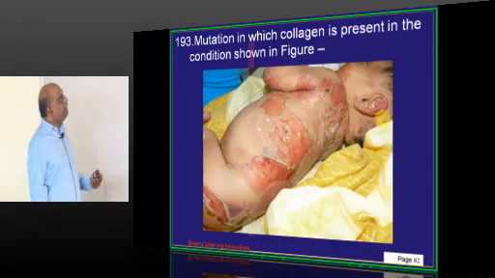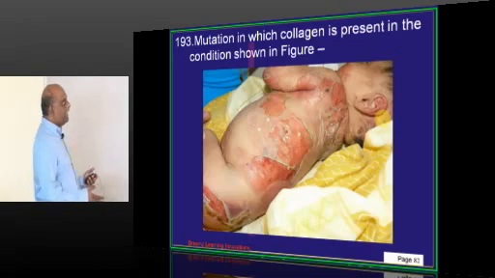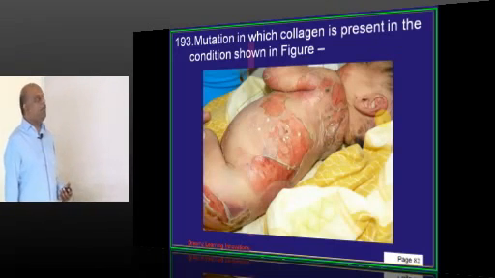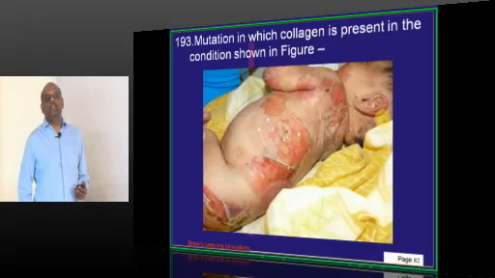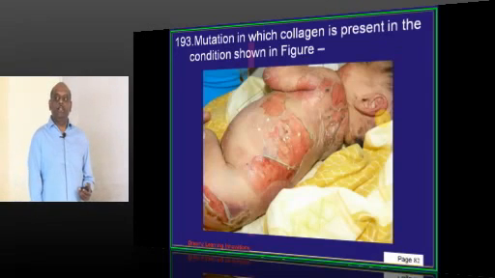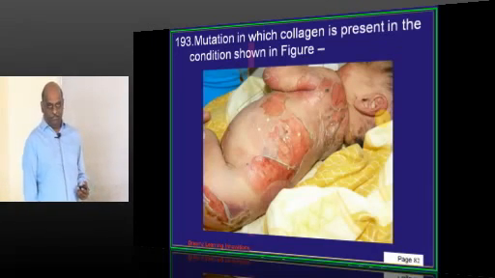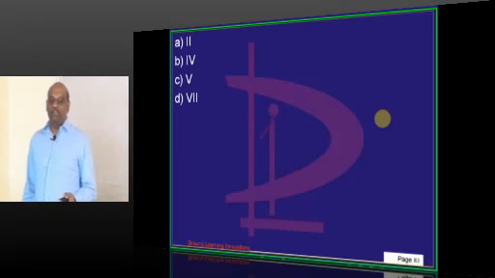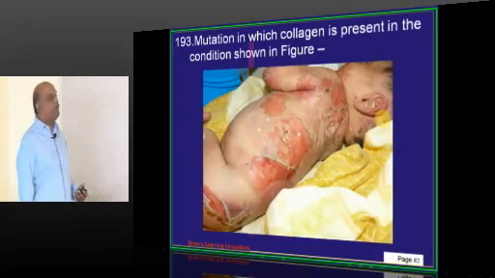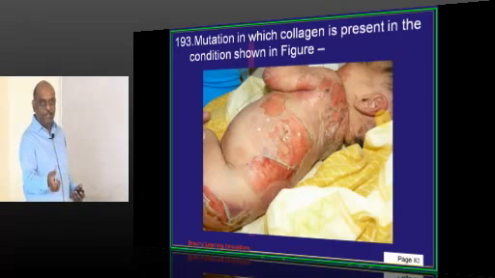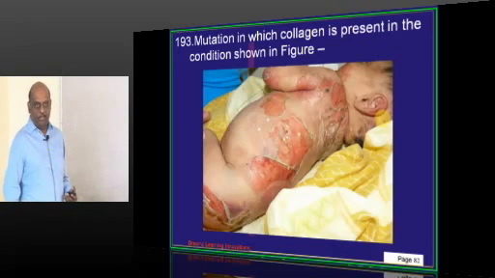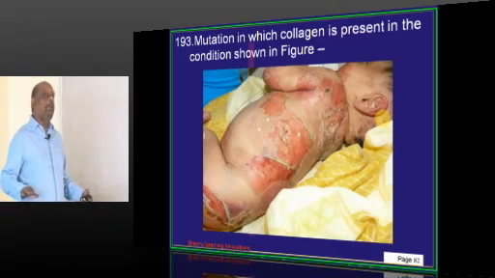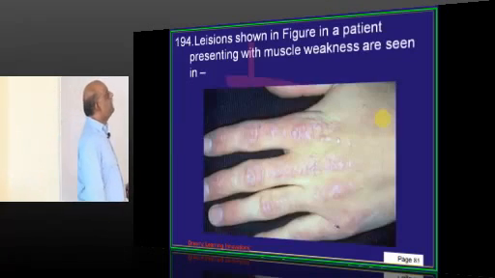So what is the mutation in which the collagen is abnormal typically in this condition? So in a newborn child, this is called Epidermolysis Bullosa, right? Which is fundamentally because of a problem in collagen 7. So there are two challenges here. First, you should recognize, looking at it, that it is Epidermolysis Bullosa, where there is Nikolsky sign positivity, right? If you apply pressure, there is a slipping of the epidermis overlying the dermis, and it is due to collagen 7.